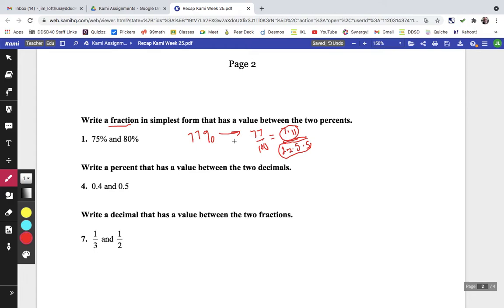So 77/100ths is between 75% and 80%, and it's simplified.